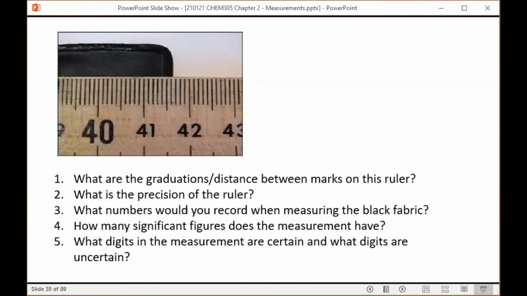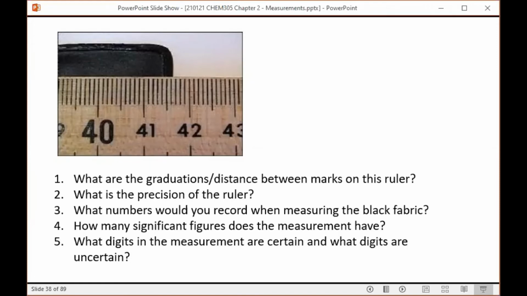Okay, let's do another practice. So what are the graduations or the distance between the marks on this ruler? What could we say the precision of the ruler is? What numbers would you record when measuring the black piece of fabric? How many sig figs would your measurement have? And what digits in your measurement are certain and what digits are uncertain?